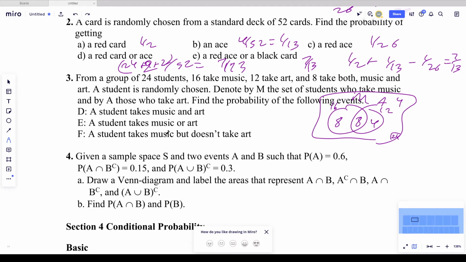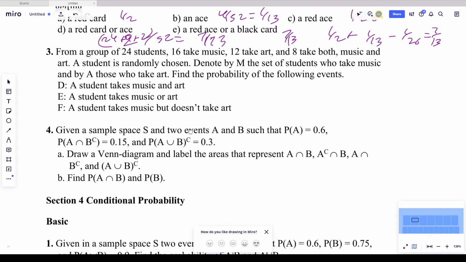Same thing. A student takes music but doesn't take art, so 8. So again, the Venn diagram helps. If they ask you who doesn't take either, you can just add these two up, takes art, takes music, and subtract from the total, like 24 minus. Anyways, but a Venn diagram always helps.